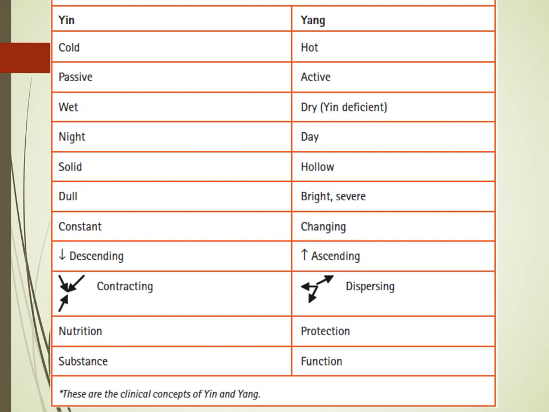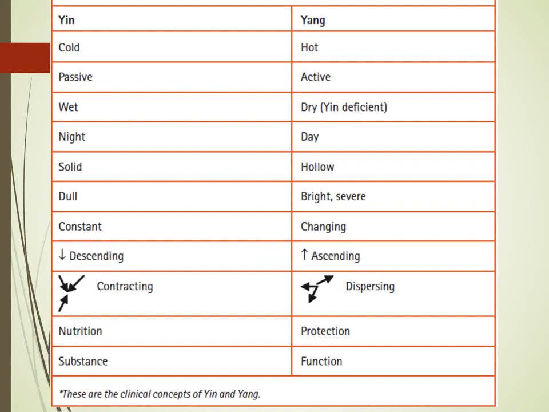Yung yin is also dull, while sa yang we have bright, while sa yin constant and the yang is changing. Sa yin we have the descending, baba, kumpara naman sa yang which is pataas, ascending. Yung yin is contracting, pasok, paloob, while the yang naman is dispersing, palabas.